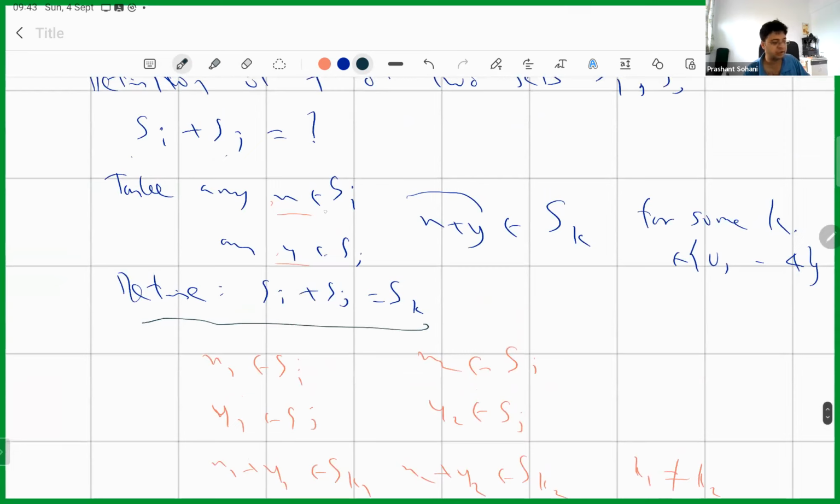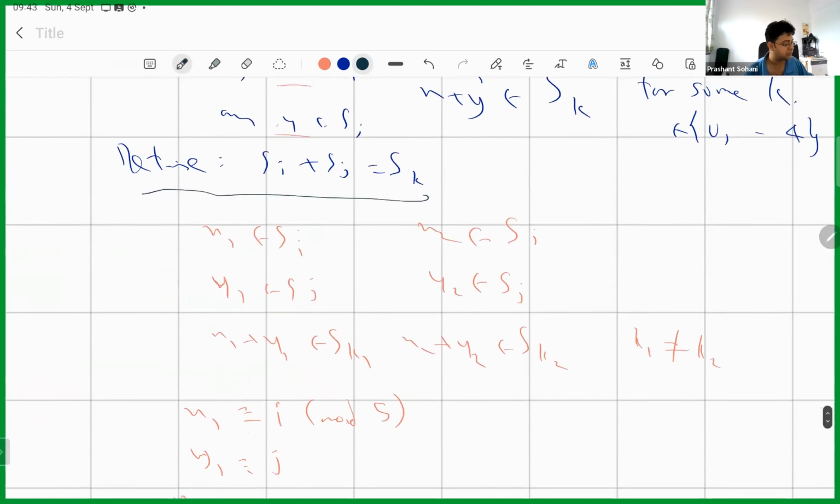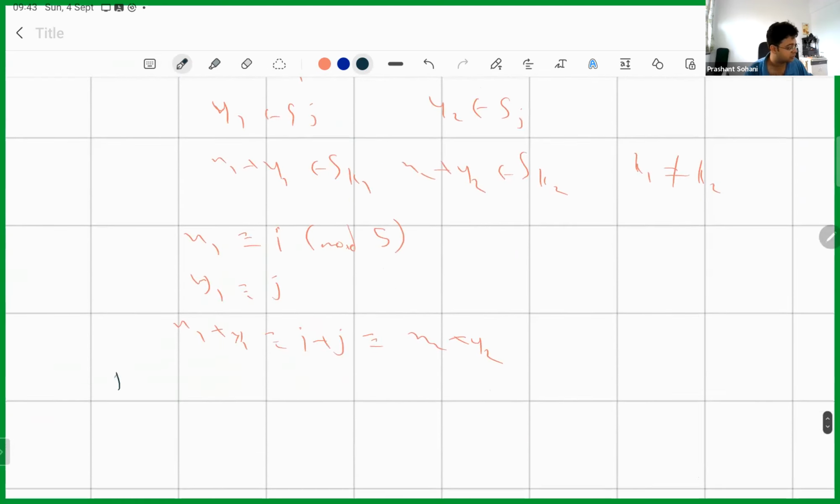Take a number from the first set, take a number from the second set, and multiply them. And whichever set that belongs to, that is my multiplication. So I'm defining addition and multiplication of the sets. Okay, so we have defined addition and multiplication of the sets.